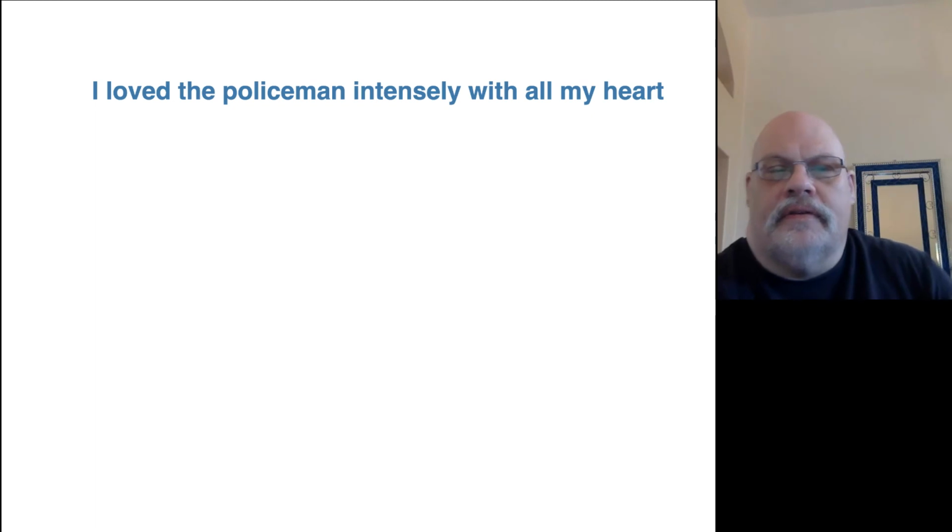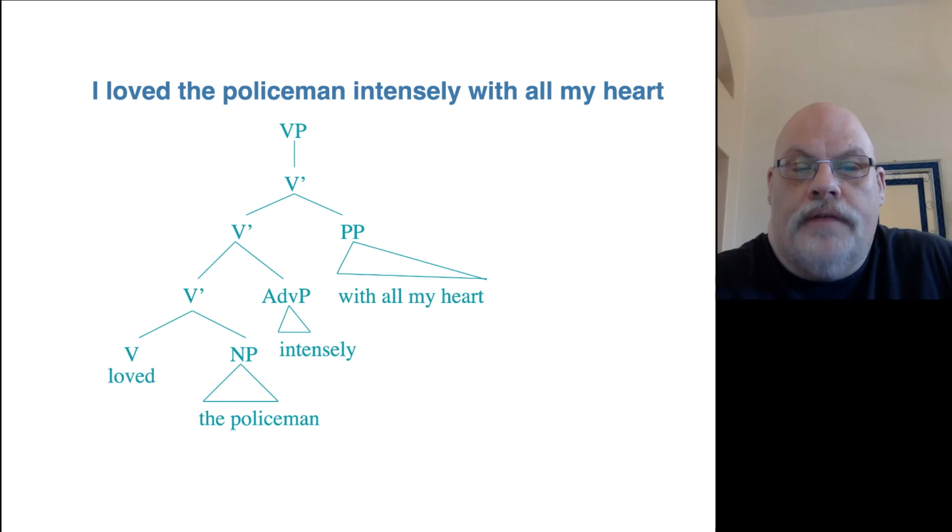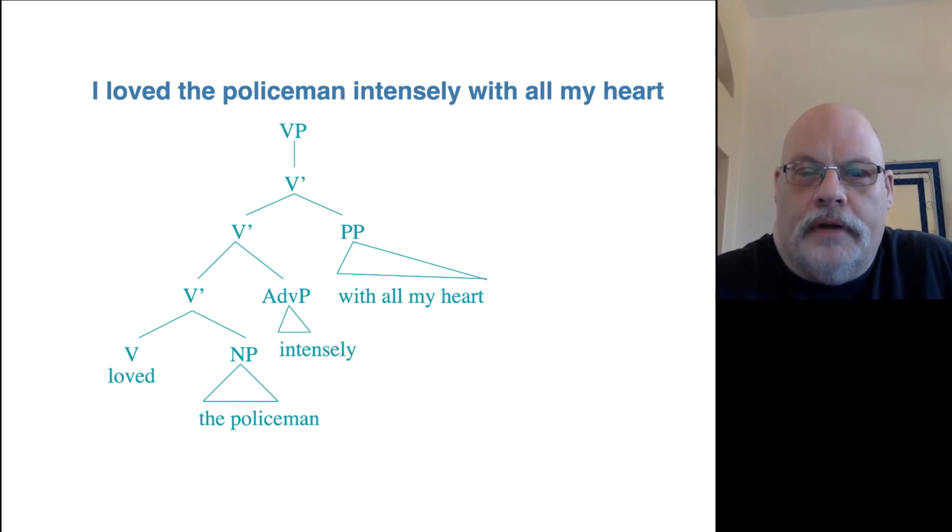Okay, let's look at this sentence: I loved the policeman intensely with all my heart. The tree for the verb phrase here looks like this one. We have the verb loved, and then we have a series of V-bar projections on top of it. We also have the mysterious VP on top. Just go with it, put it on top. Each of the adverb phrases and prepositional phrases are going to be adjuncts. So they're daughter of a bar and sister to a bar. The policeman is the direct object. It's the complement. It's the daughter of the bar, but sister to the head.